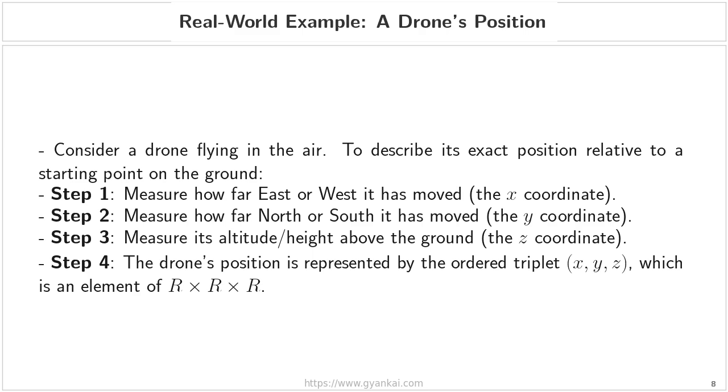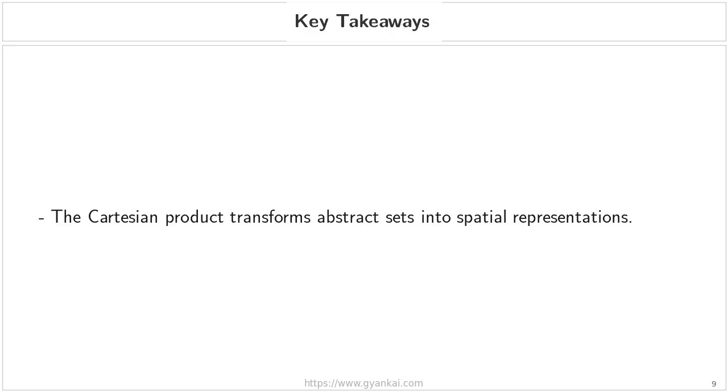Just as we saw with the 2D plane in our previous slides, this triplet allows us to pinpoint a specific location in 3D space. As we move into our next slide, we will summarize the key takeaways from everything we have learned today. Key takeaways. First, it is important to realize the big picture. The Cartesian product is the bridge that transforms abstract, algebraic sets into tangible, spatial representations. It takes simple collections of numbers and turns them into shapes and spaces we can actually visualize.